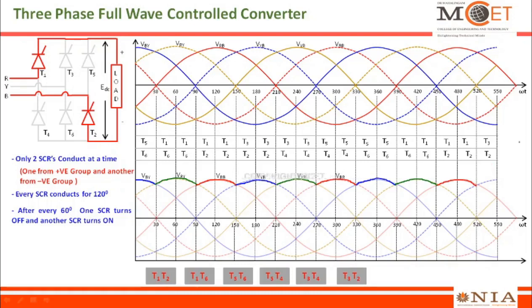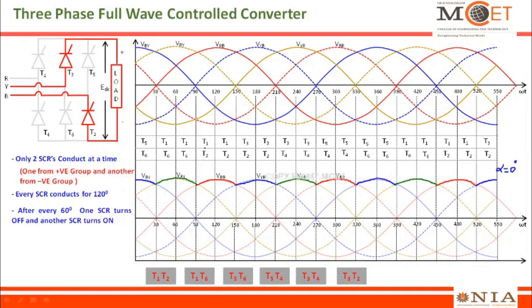And again T3 and T2 are conducting. When T3 and T2 are conducting, Vyb will be the voltage which appears across the load, and this is the voltage which appears across the load. So this is how the load voltage looks for alpha equal to 0 degrees.